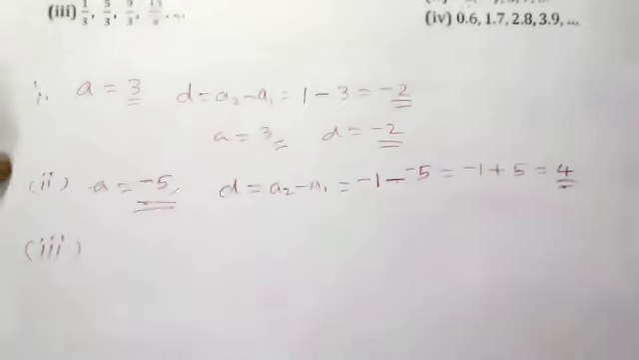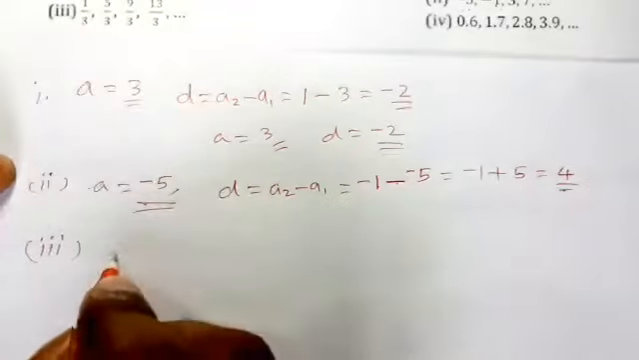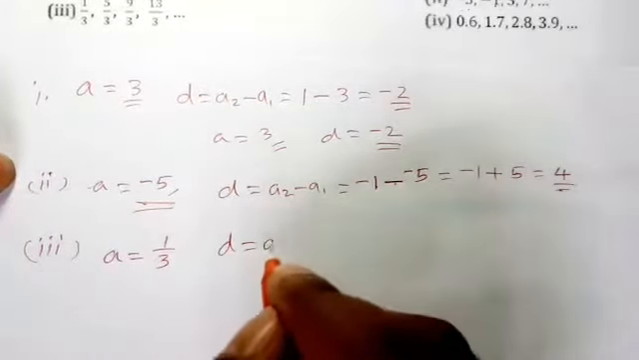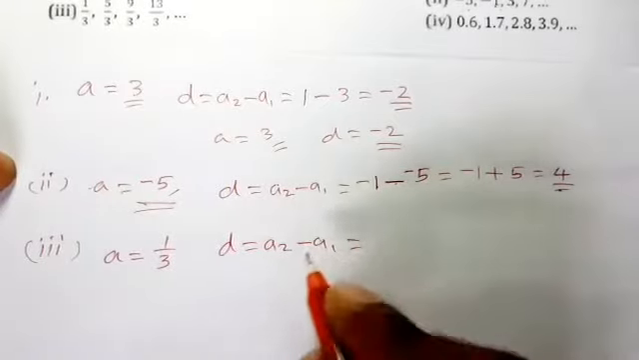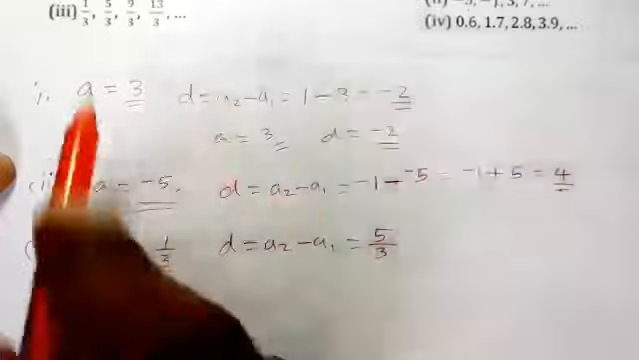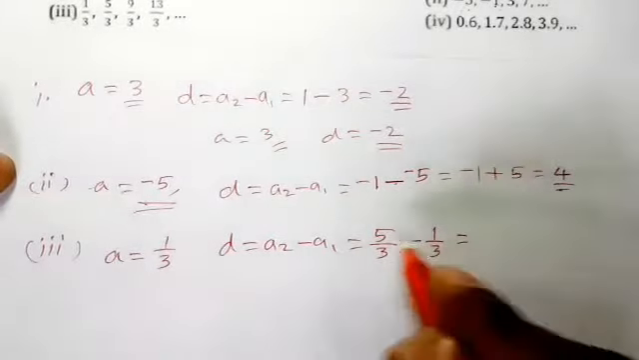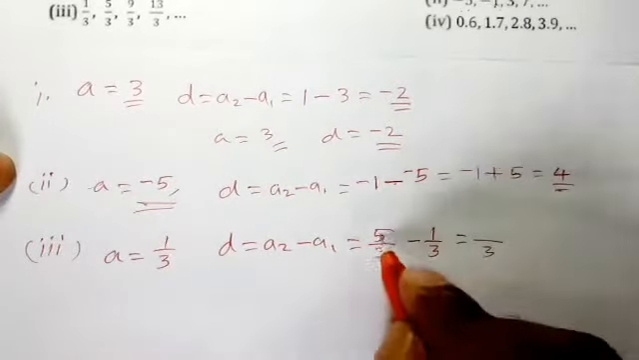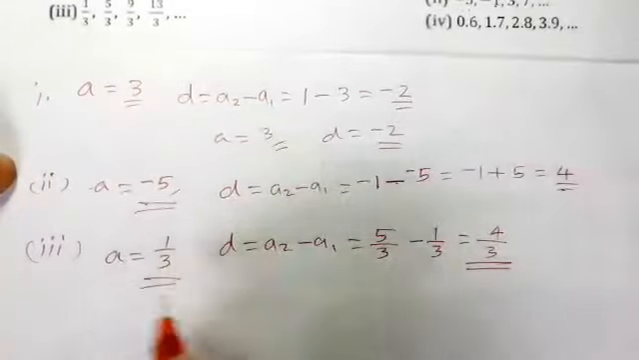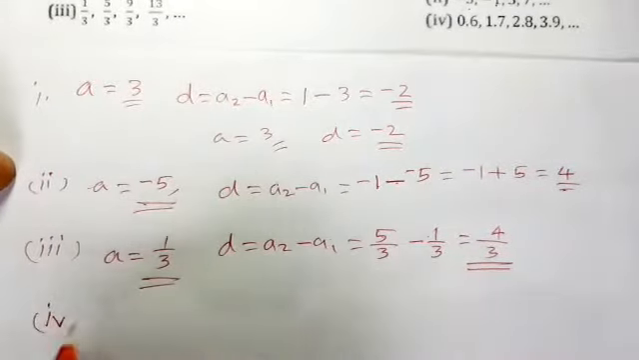The third question, 1 by 3 is the first term. So we can write A is equal to 1 by 3. Common difference is equal to A2 minus A1. Here A2, the second term, is 5 by 3, and A1 is 1 by 3. So it's very easy. The same denominator 3 is there. 5 minus 1 is equal to 4. So 4 by 3 is the common difference and 1 by 3 is the first term. Now we can go to the fourth question.